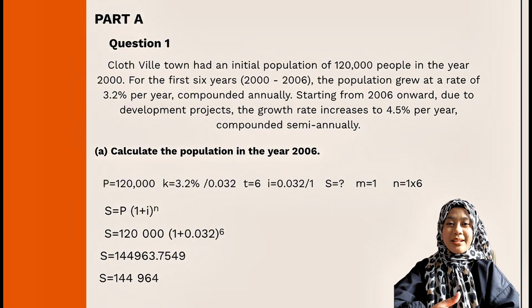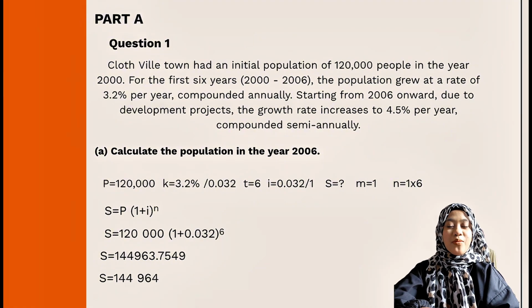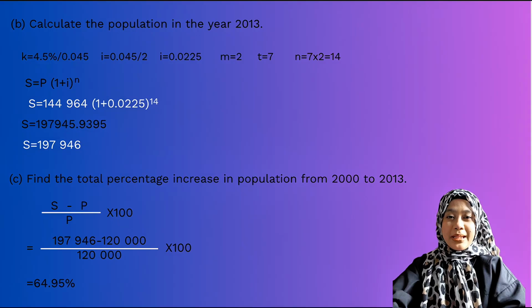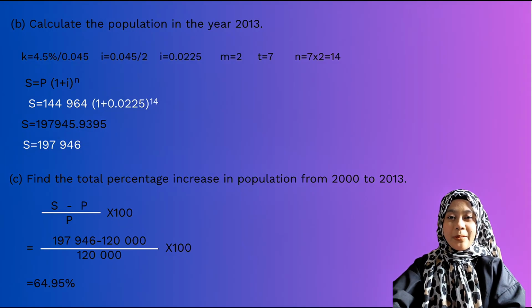So how we get 6 is N equals to M multiply T. M is 1, T is 6. So 1 multiply 6, we get 6. So the answer is S equals to 144,963.7549. So we do the round off, so we get S equals to 144,964.